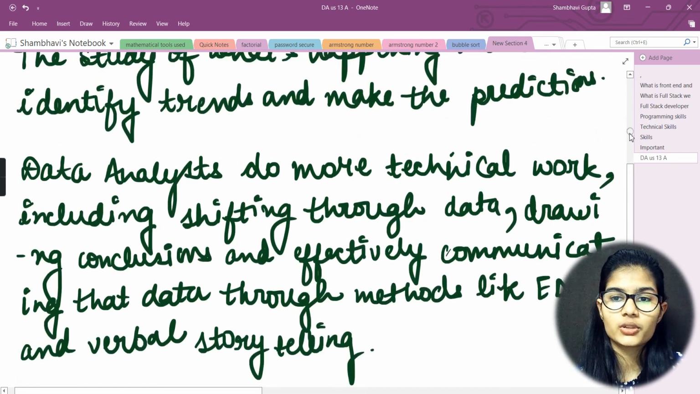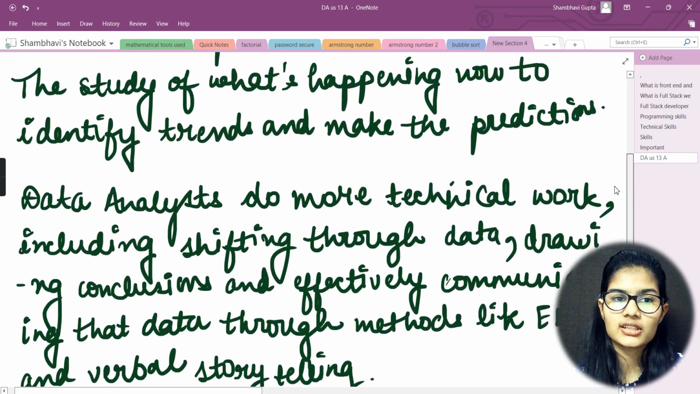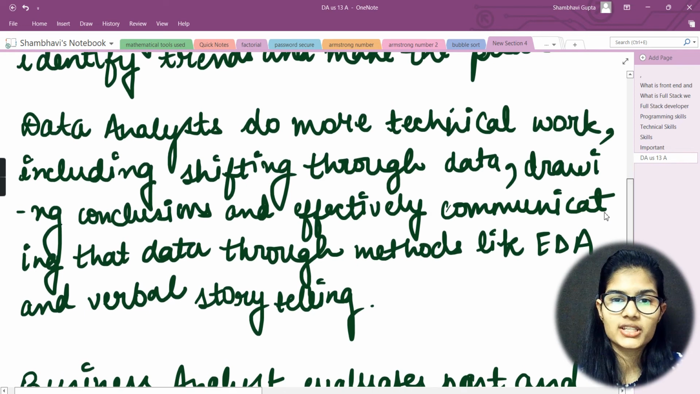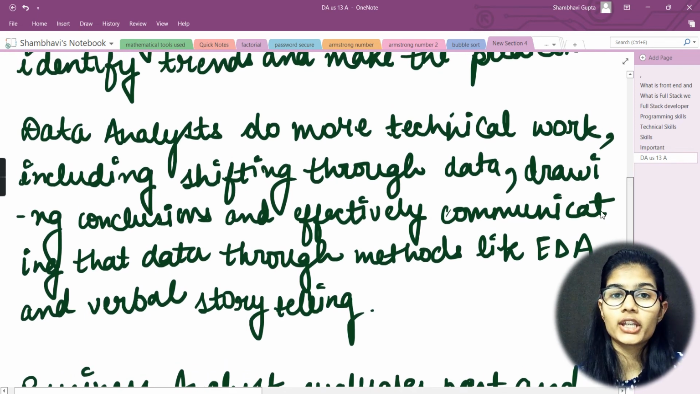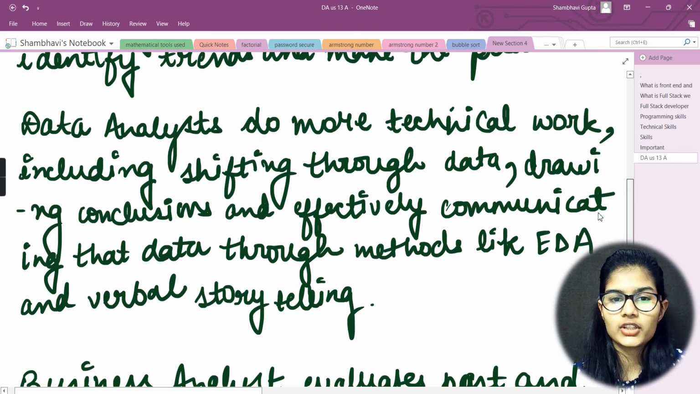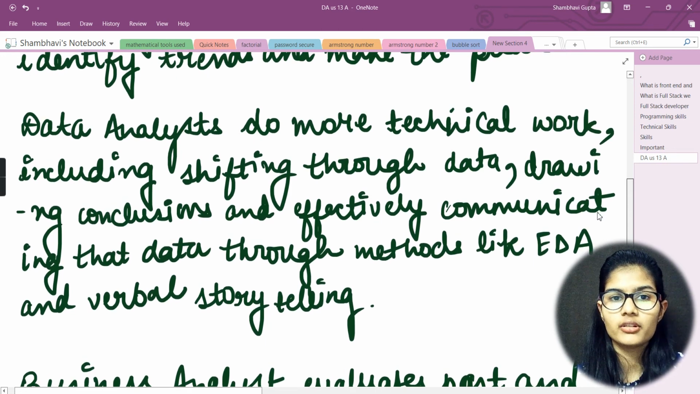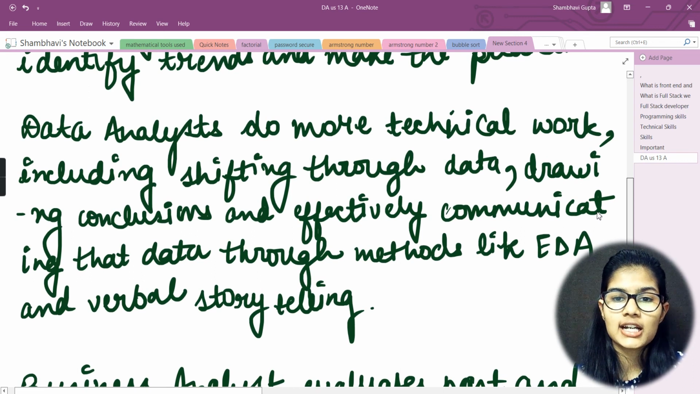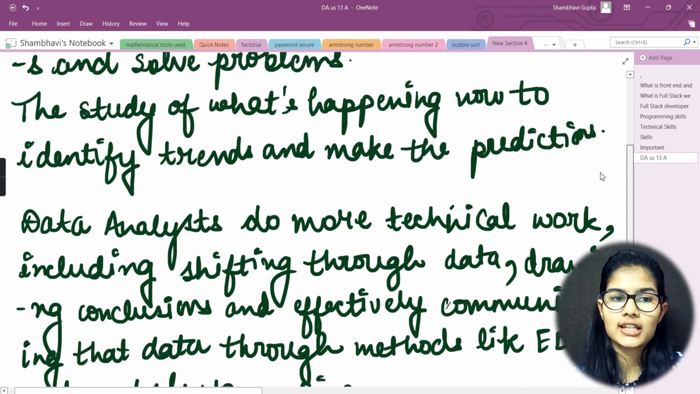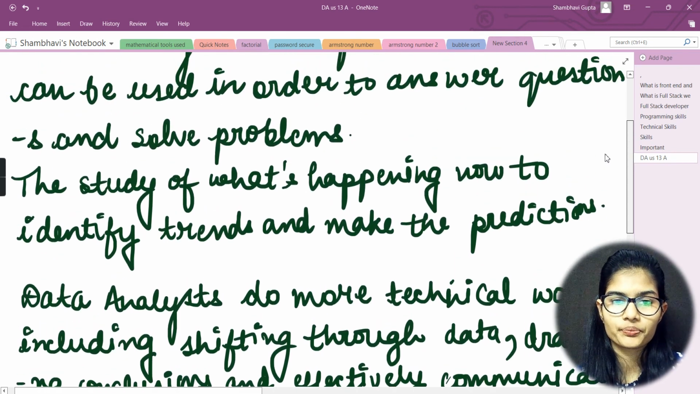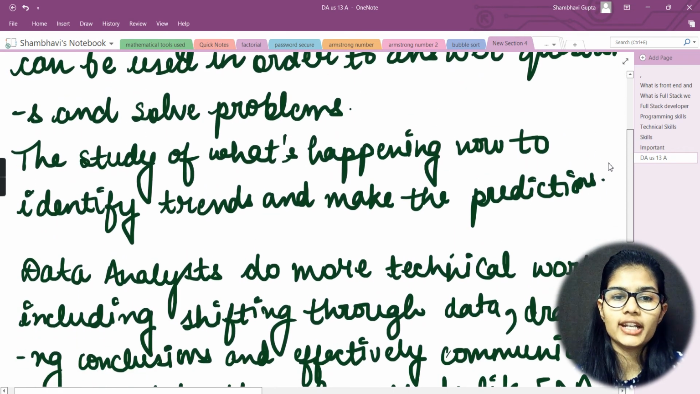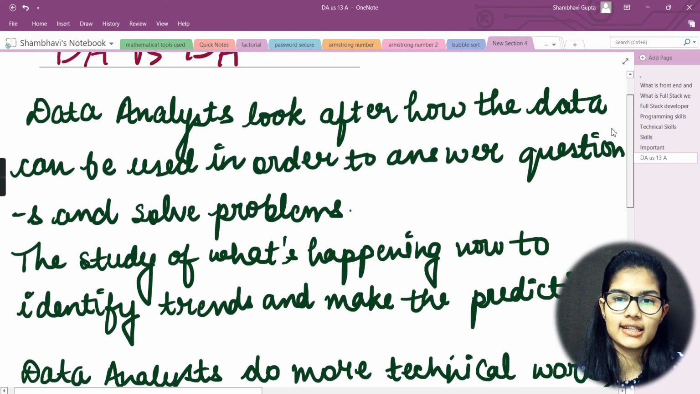So now if I take you towards the difference between a data analyst and a business analyst: data analysts are doing technical work. They are working with the data. They are doing data cleaning, manipulation, further exploratory data analysis, then applying the algorithms, and all those things are completely done by the data analyst. So they have to study the trends and make predictions. This is what is done by the data analyst.